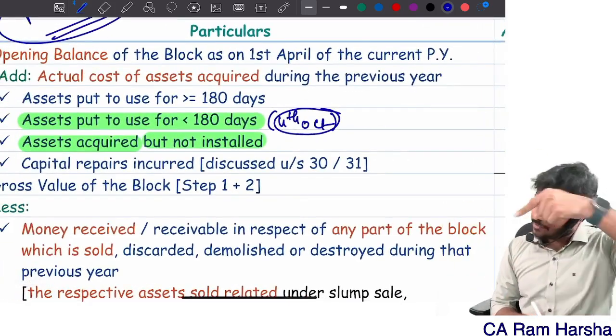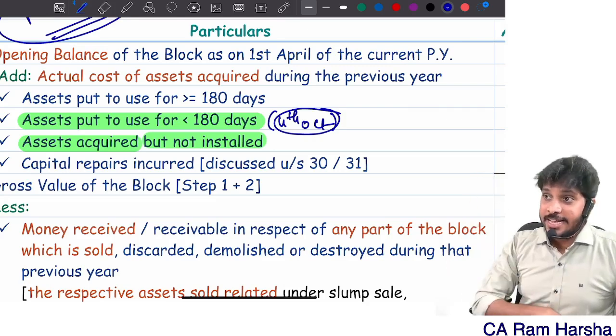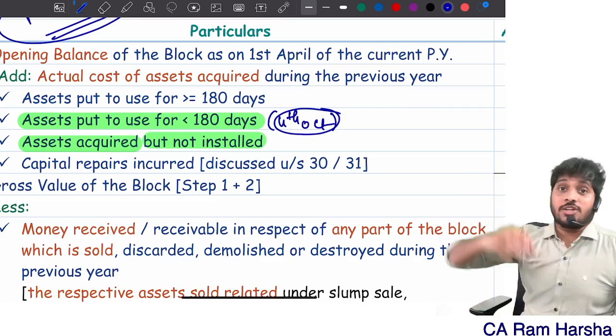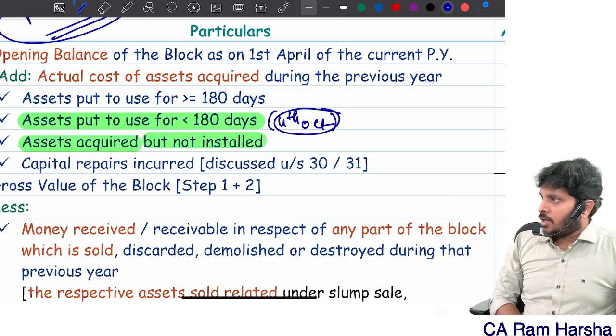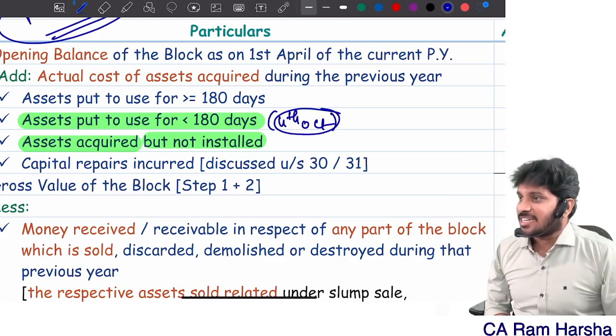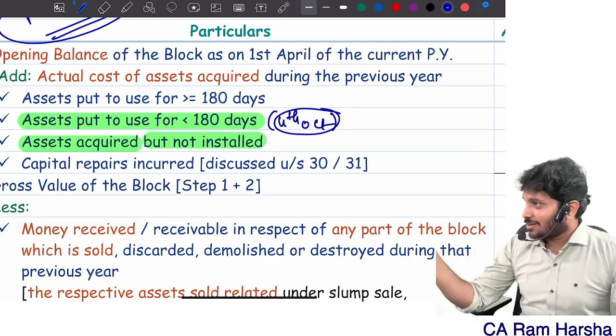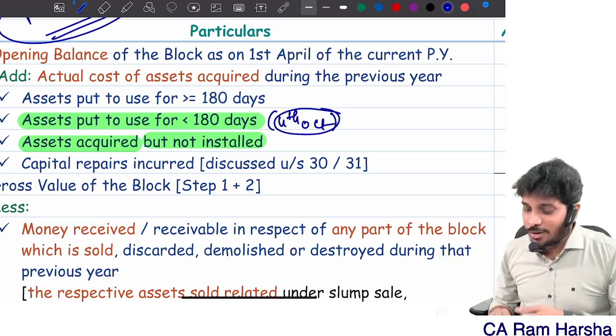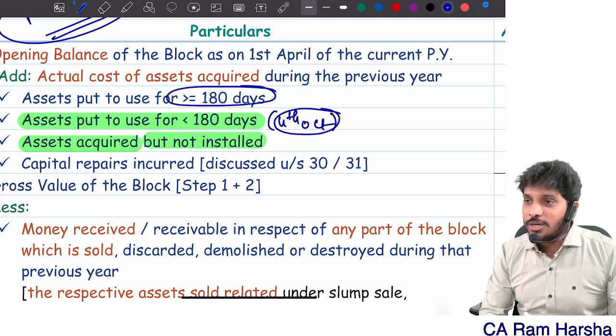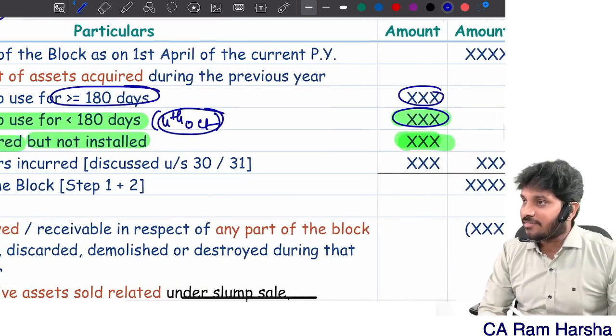Sir, I purchased a few more assets, sir. A car I purchased, in the 15% category. But I purchased it in the month of July. Immediately ready to use. Will the car need installation? No. The moment you purchase, it is ready for use. Yes or no? Directly it is more than or equal to 180 days. Here you mention the value.